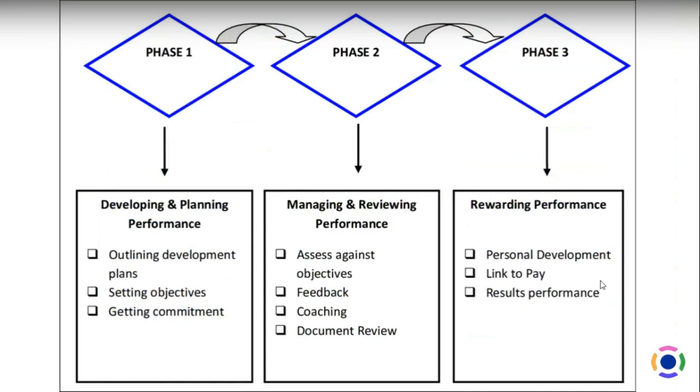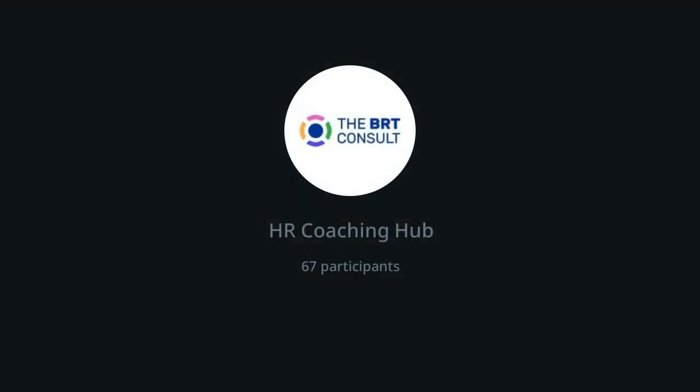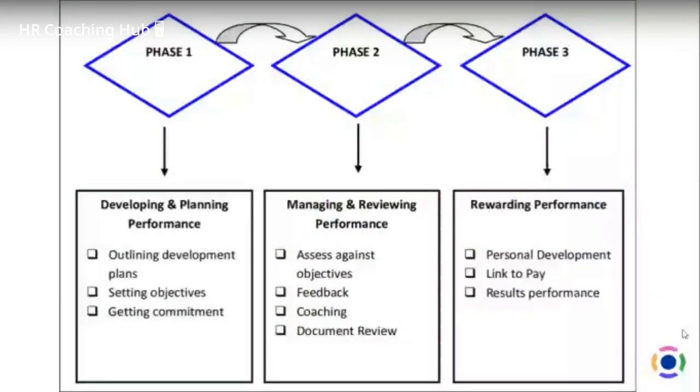This is a simple illustration I saw online, and I felt it could help you. They broke it down into phases. Phase 1 is developing and planning performance. Phase 2 is managing and reviewing performance. Phase 3 is rewarding performance. You can actually adopt something like this. This is very simple. In phase 1, you outline development plans. Then you set objectives. Then you get employee commitment.